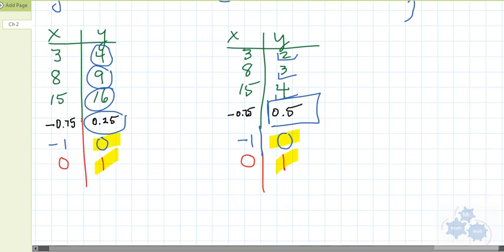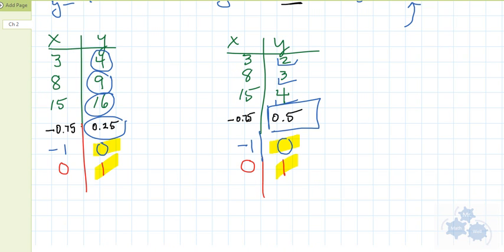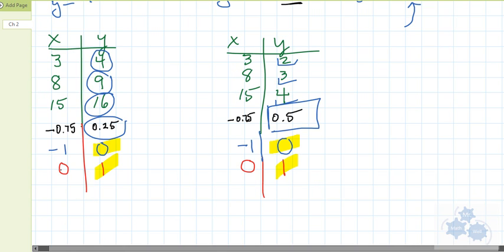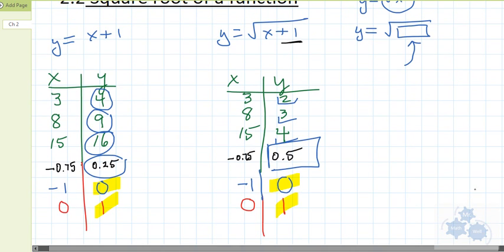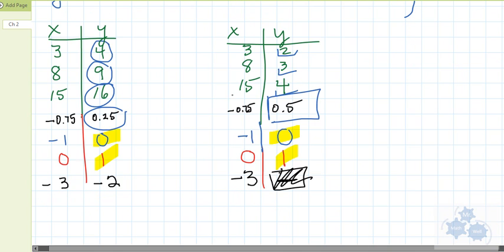Okay? And of course, the other thing I should mention is if x provides you with something that is negative underneath the root sign, that does not work, right? You can't take the square root of a negative number. So here, x equals negative 3 gives a y value of negative 2. But over here, there is no solution. That is undefined, okay? Can't have it, can't be done. It's not part of the domain for that.